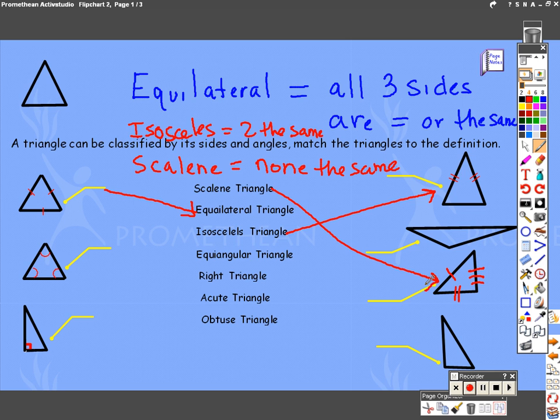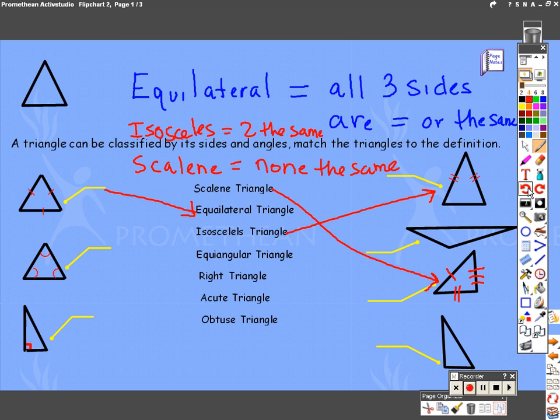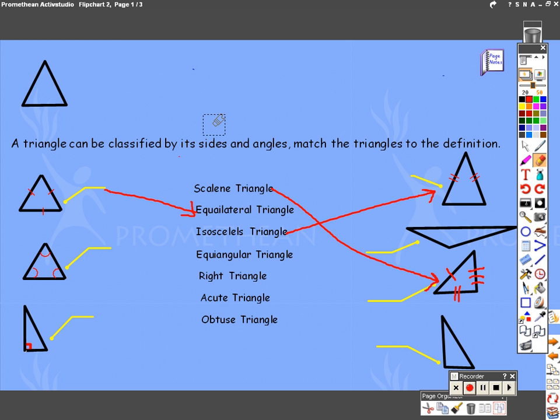Okay? Now when we talk about angles, there are four types of triangles. So I'm going to go ahead and clear the screen for a second so we're not overwhelmed. Whoops, sorry about that. Okay, let me just erase my definitions for a second. Okay, so we had equilateral, scalene, and isosceles. Now we're going to have equiangular.